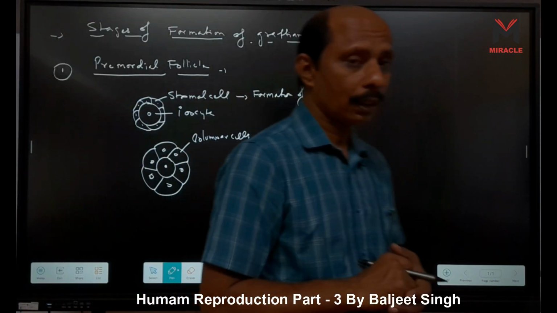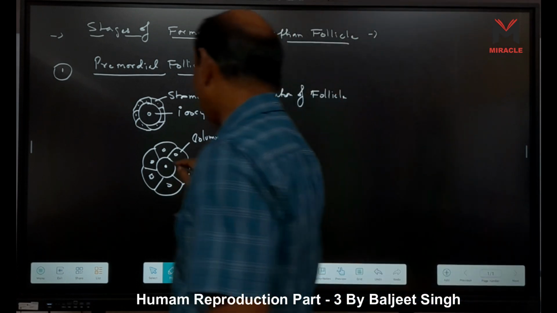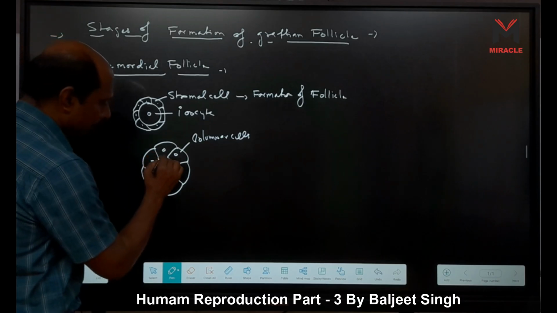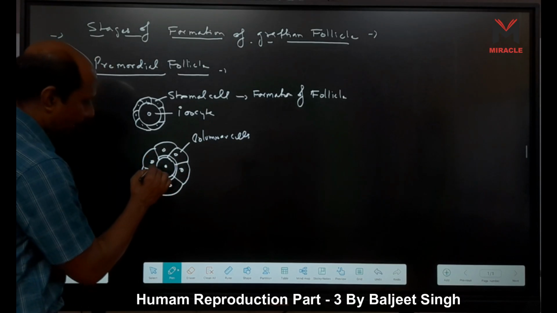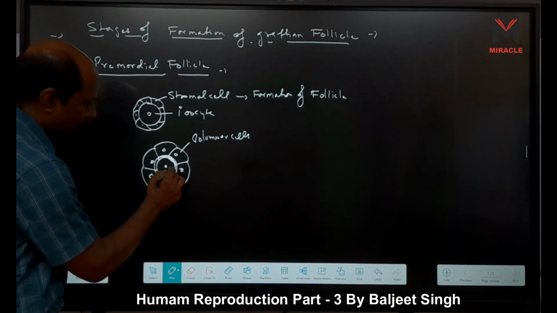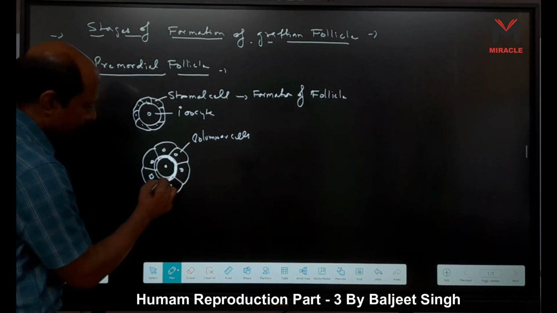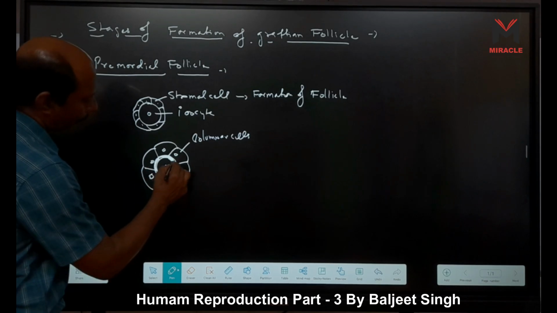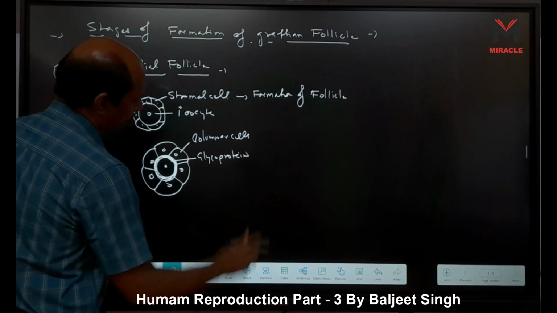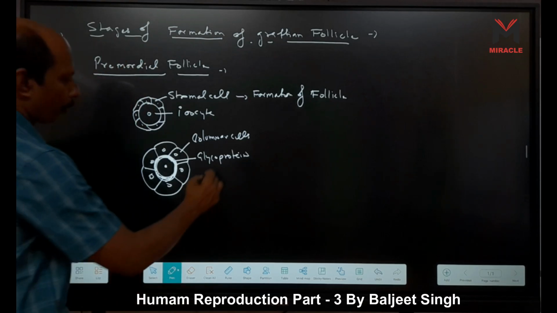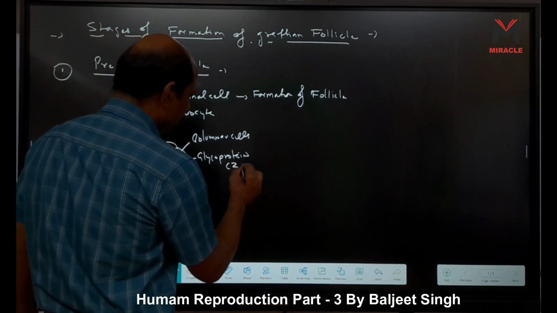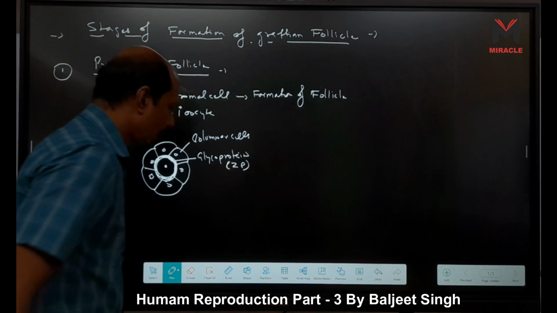One more thing is there. Because they are columnar cells and they form an epithelial tissue, they secrete glycoprotein, and this glycoprotein is the starting of the formation of the zona pellucida, right?